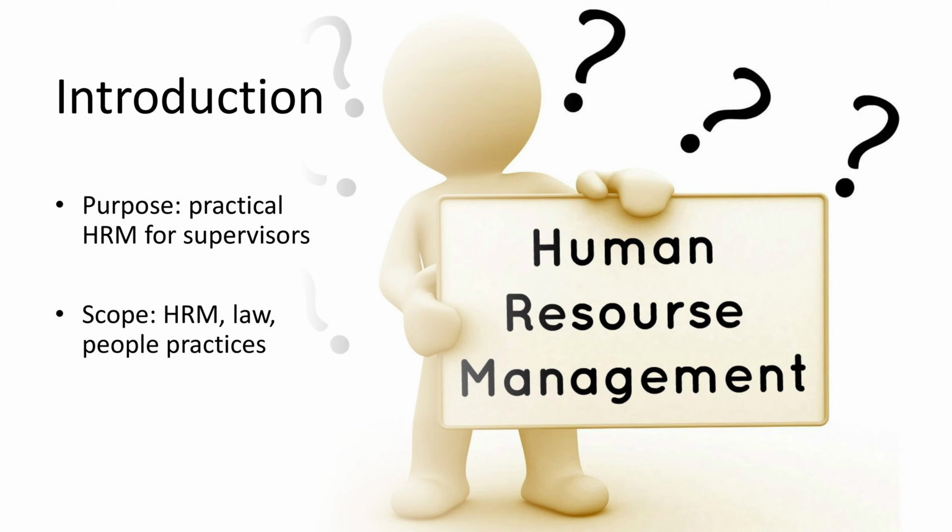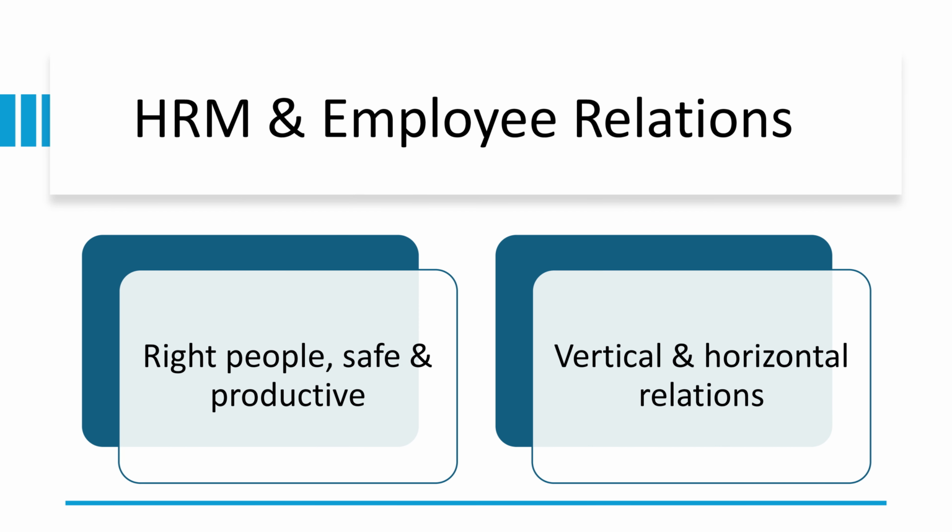With that destination set, I begin by building the blocks of HRM and employee relations. Let's begin. When I say human resource management, I mean the set of methods and processes to ensure that the right people are in the right roles, working safely and productively, and developing over time. I see employee relations as the quality of the working relationship between the organization and its people, both vertically between supervisors and employees, and horizontally across teams.